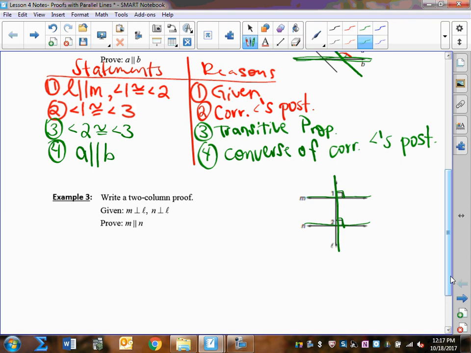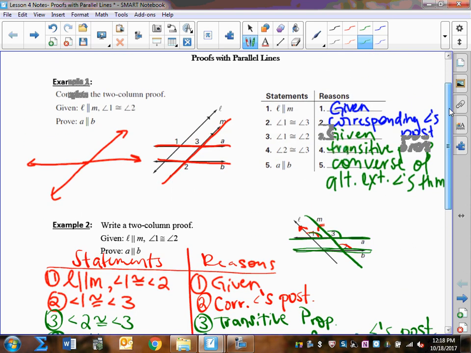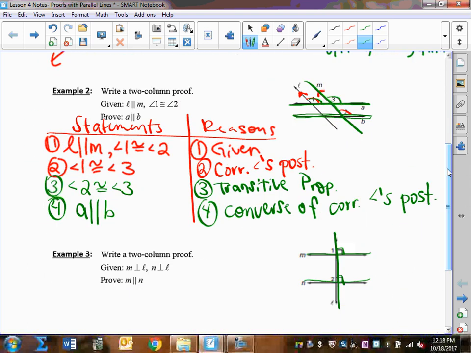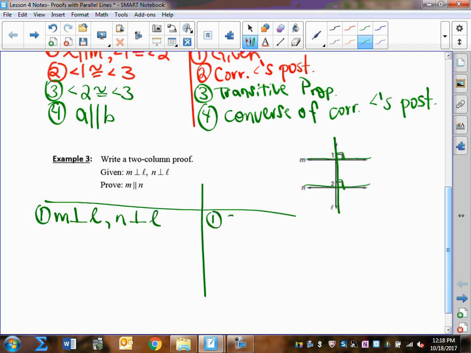Now, notice that they labeled angles 1 and 2. Those are the only ones that they labeled, so those are probably going to be the only ones that we are going to use. If it's not labeled, you're probably not supposed to use it. There's a hint there. So far they've been nice in only labeling the angles we need. Sometimes they'll label all of it, and then you have to choose which angles you use. Okay, so just be careful with that. All right, so let's go ahead and start off with this. M is perpendicular to L, and N is perpendicular to L. That is my given.